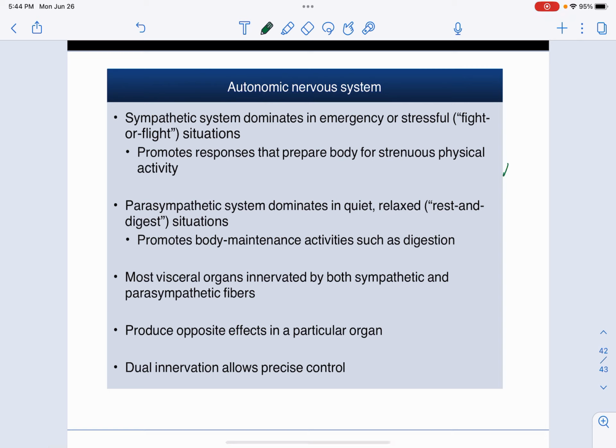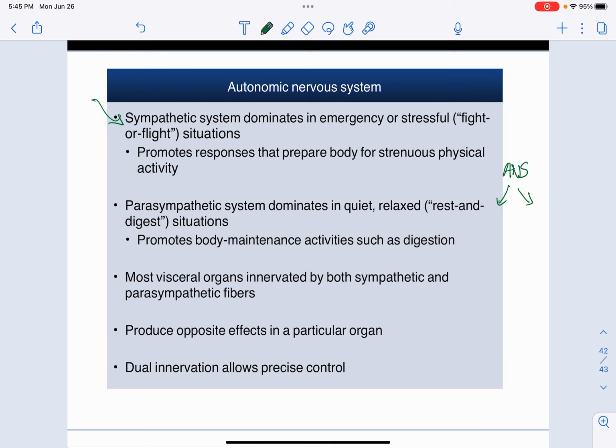So the autonomic nervous system is going to divide into 2 pathways, the sympathetic pathway and the parasympathetic pathway. And each of those have opposite actions. And if you remember from the very first day I started talking about the nervous system, I said that we normally reside somewhere in the middle of these 2 pathways. So the sympathetic system dominates in an emergency or stressful situation. And this is our fight or flight. This is like a big bear shows up at your front door.